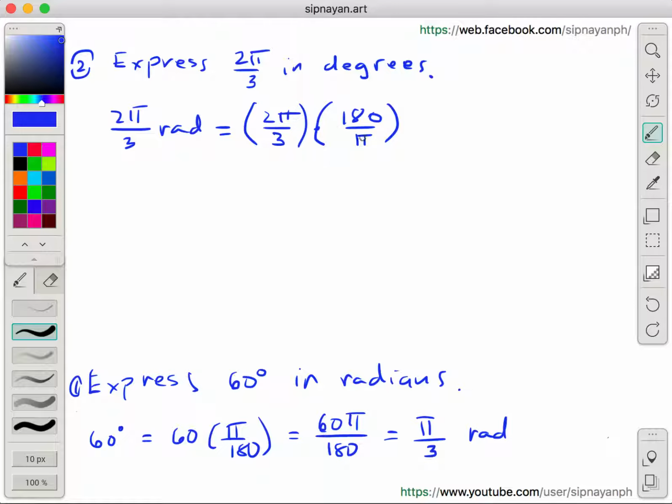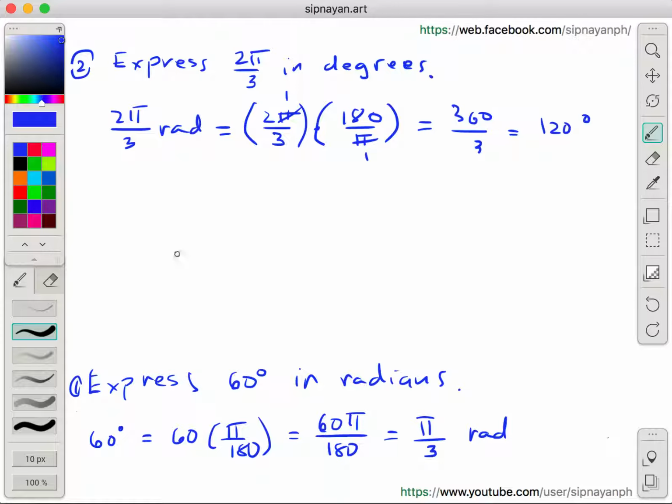So, mangyayari dyan, makakancel yung pi. Magiging equal to 2 times 180 is 360, over 3 times 1. Nakancel yung pi, magiging 1 yan. Kasi we divide both the numerator and the denominator by pi. So, pi divided by pi is 1. Pi divided by pi is 1. So, 2 times 1 times 180 is 360. And then 3 times 1 is 3, which is equal to 120 degrees.